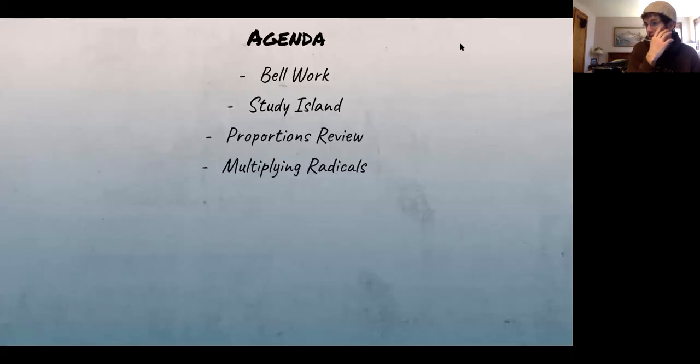All right, so for today, we are going to do, you can see, proportions review. So this part of it shouldn't be anything new. And multiplying radicals, this will possibly be new. Hopefully you've experienced this before, you've learned a little bit about it before. But anyways, we're going to do that.